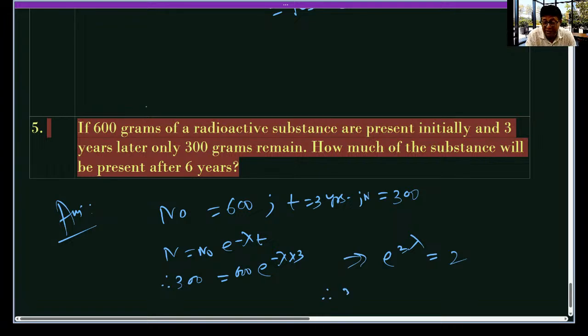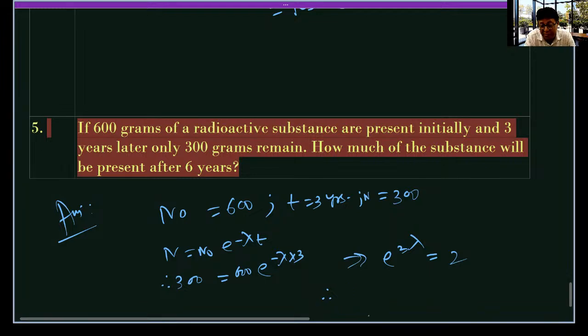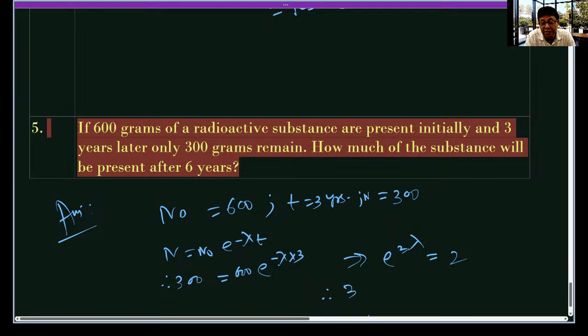Therefore, take log of both sides. Log 2 we have just found. I hope all of you remember. So taking log, 3 lambda equal to log 2 base e. So many times you have used log 2 base e, we know. I just check the value once again here. So lambda will be log 2 by 3. Okay, lambda is this. How much of the substance will be present after 6 years?